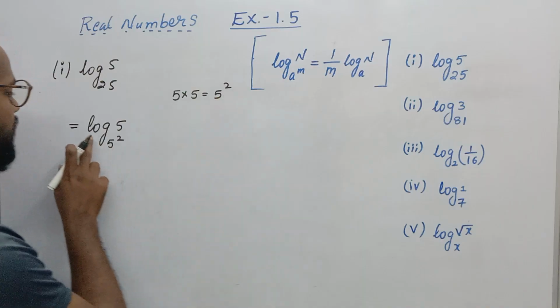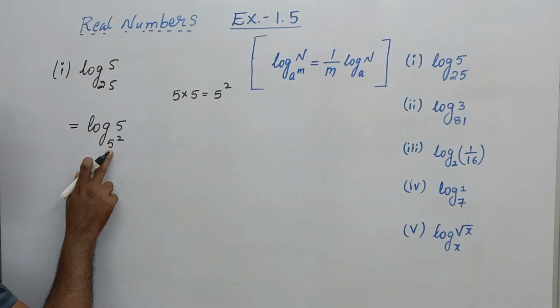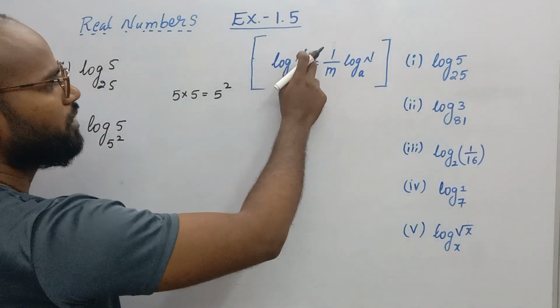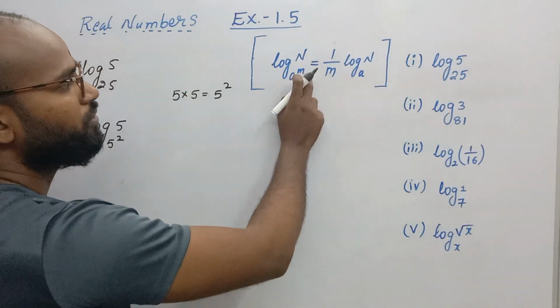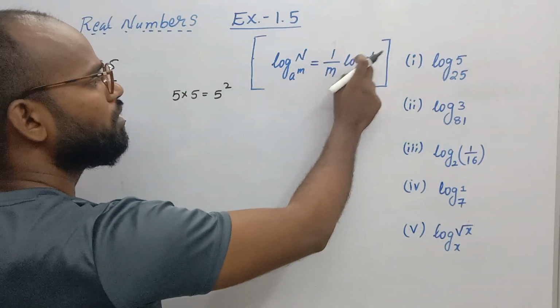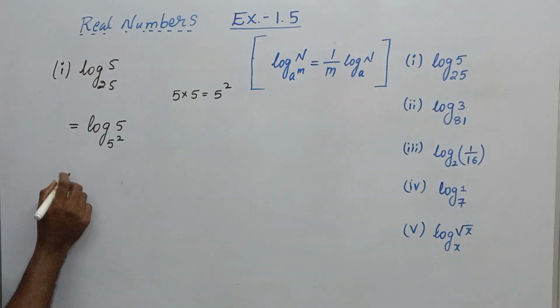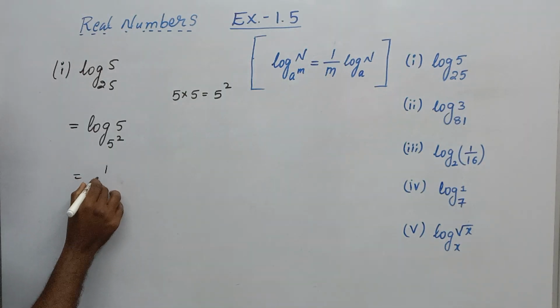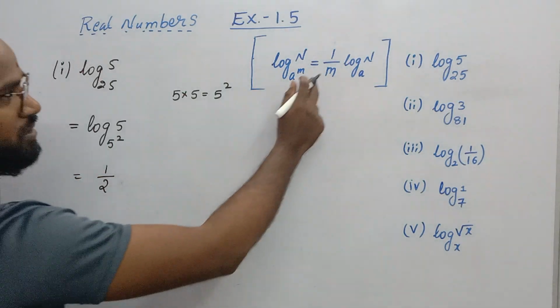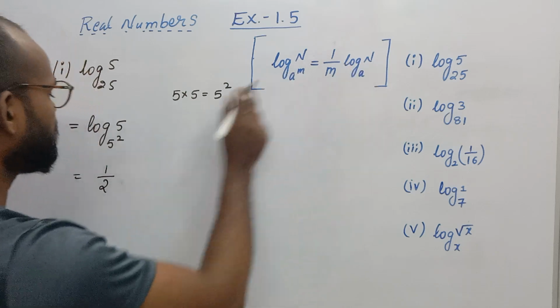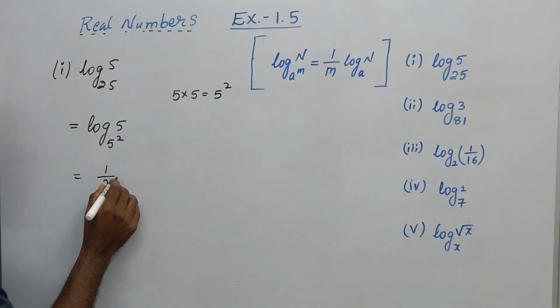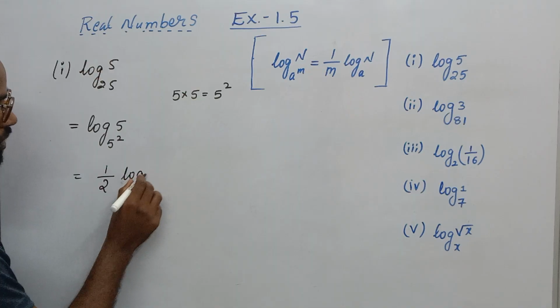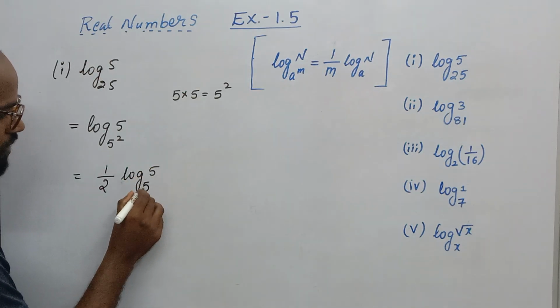Now I am comparing this log 5 base 5 square with log n base a power m equals 1 by m log n base a. So I am writing in the same way. Now 1 by 2. Why? Because here 1 by m is nothing but 1 by m, where m is the power here. What is the power here? 2. So 1 by 2 of log 5 base 5.